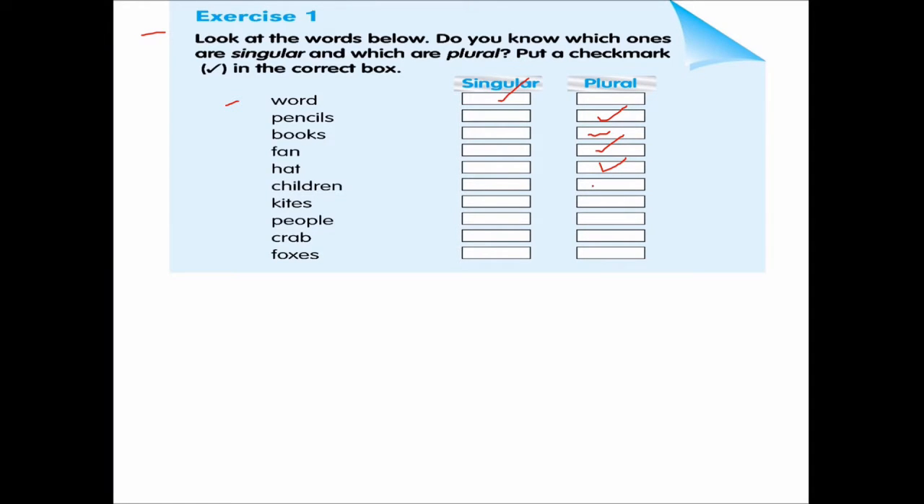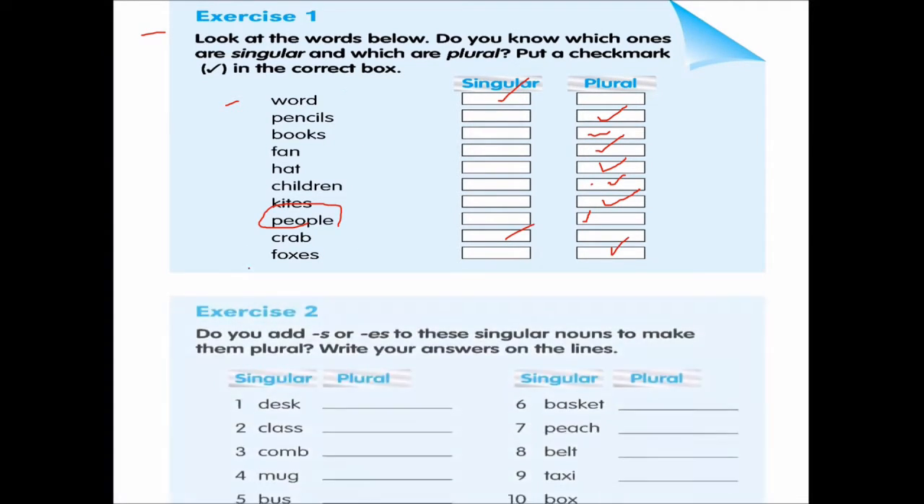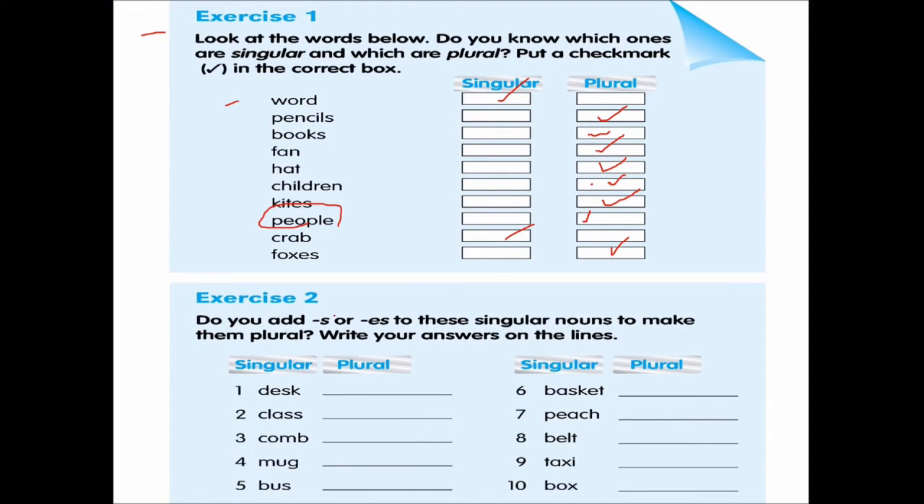Children, this is plural because the plural form of child is children, with E-N. So, see, this is plural. Kites is plural. People, there is no peoples. People is always plural. Crab is singular. Foxes are plural.